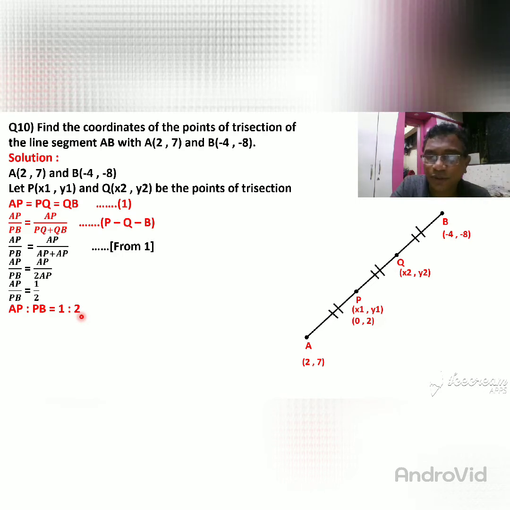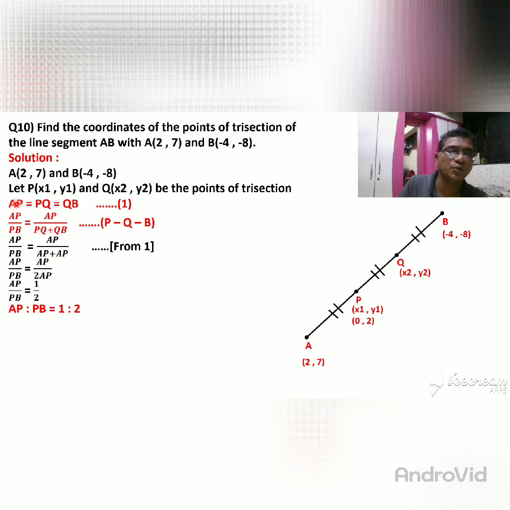Do you understand up to this? Anyone having doubts here? So the ratio you are getting, AP is to PB, is equal to 1 upon 2. How are you getting it? AP upon 2AP, so this AP cancels. So here 1 remains. AP upon AP, so 1. And here is 2. This 2 remains as it is.